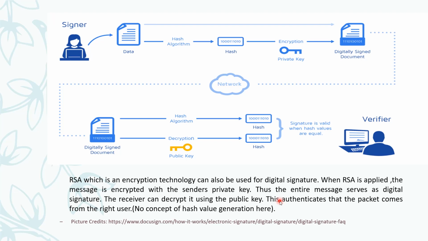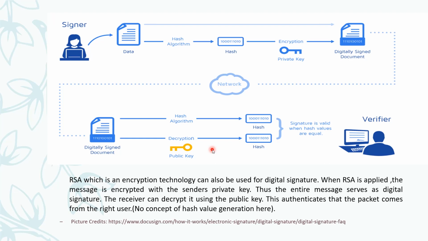At the receiver end or the verifier end, the digitally signed document will arrive, and the hash algorithm is applied on the data part, which generates the hash value. The document also has the encrypted hash value, which has to be decrypted using the public key of the signer. If the verifier is able to decrypt, that means the document is not altered, and it also says that the document is from the genuine user.